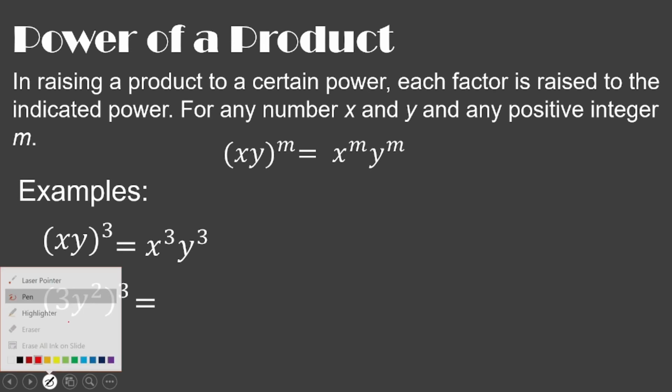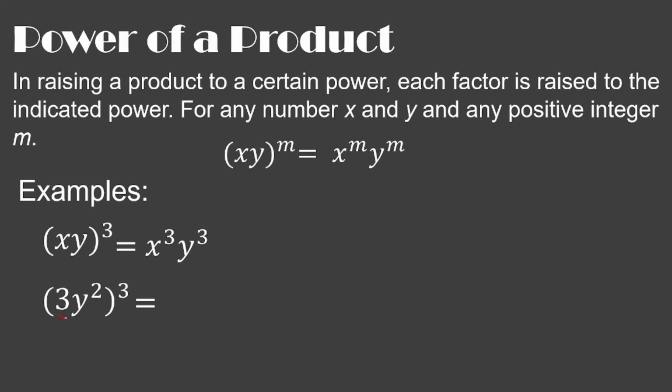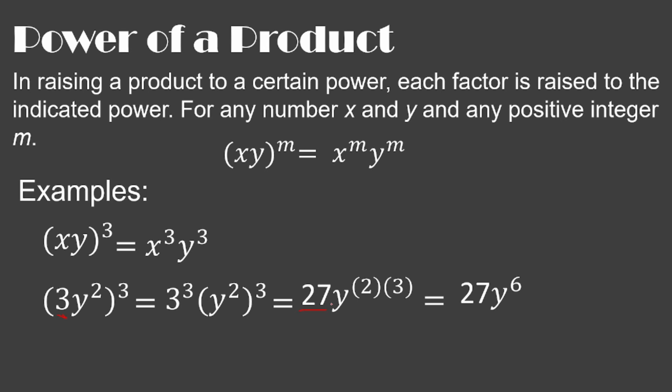Okay, we're going to raise 3 by 3, and we are going to raise y squared also by 3. So that will give us 3 raised to 3 and y squared raised to 3. Now, simplifying further, we know that 3 raised to 3 is 27. So that will give us 27, and we simply multiply the exponents here. So that will give us y raised to 2 times 3, and we know that 2 times 3 is 6. So our final answer is 27y raised to 6.